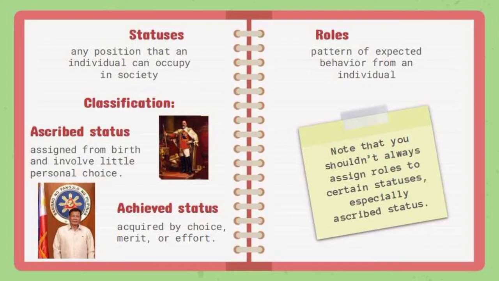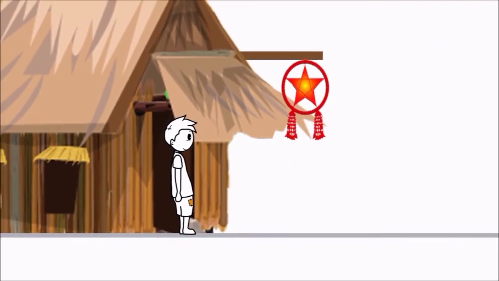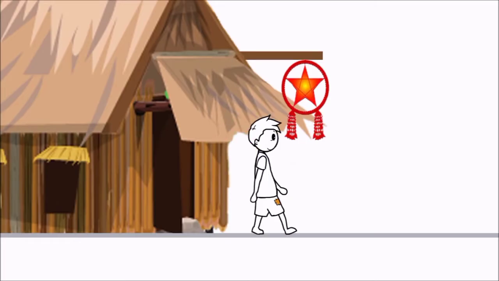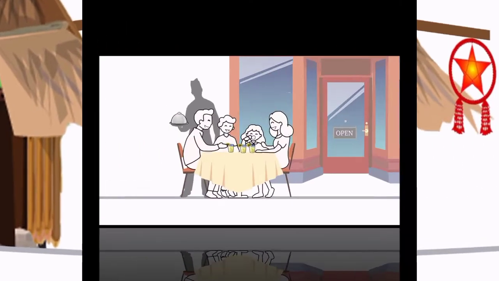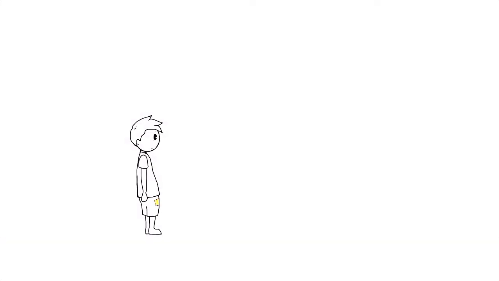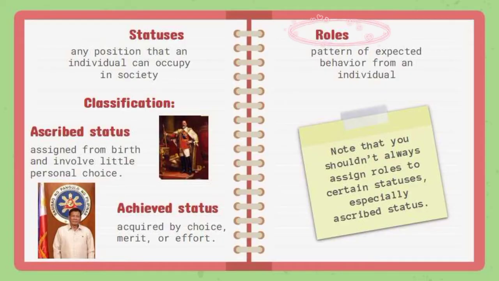Keep in mind that a person's ascribed status may affect their ability to acquire certain achieved statuses. For example, a person born into a poor family is less likely to get into college than a person born into a rich family. Onto roles, these are patterns of expected behavior from an individual given their status.